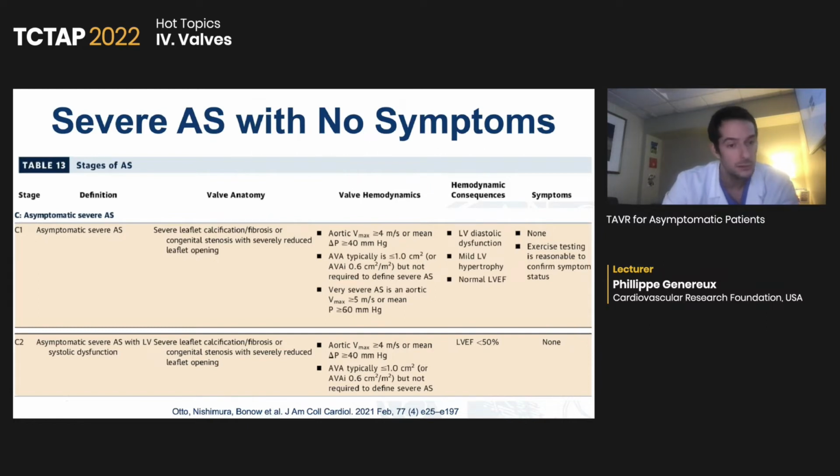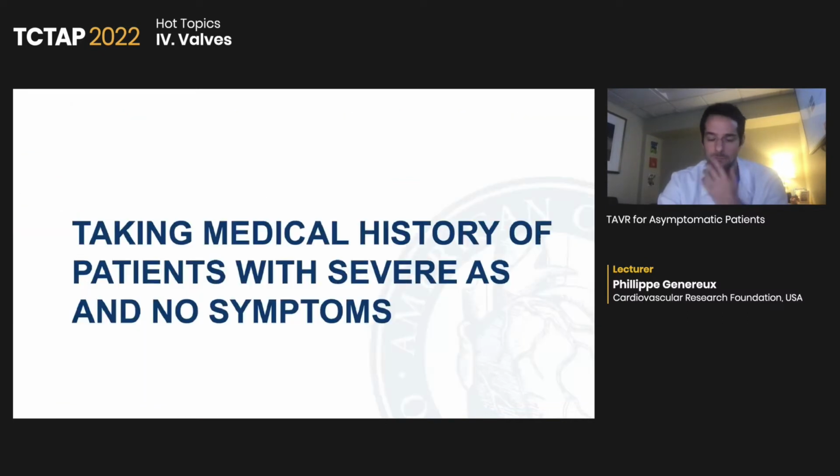And then there's a C2 patient, the patient with severe AS and no symptom, but in this case, with lower EF, less than 50%. So C1 and C2 are based on the stage of the current guideline.